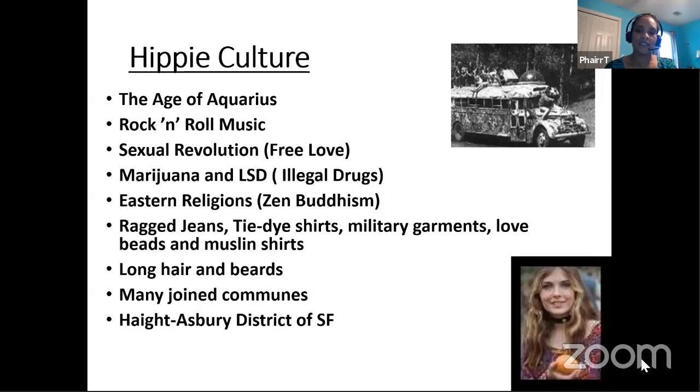The fact that it was synonymous more so out west, and they mentioned the Haight-Ashbury district in San Francisco. Still a huge district. I actually had the opportunity to visit there a couple of times when I've been to San Francisco, and it's actually pretty cool if you ever go.